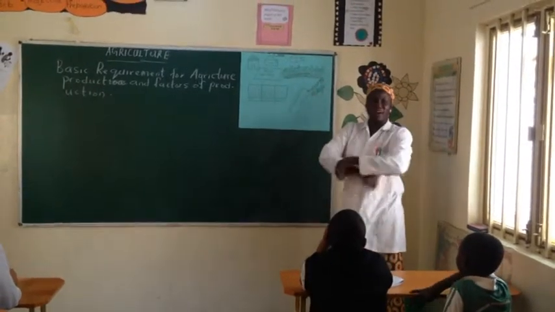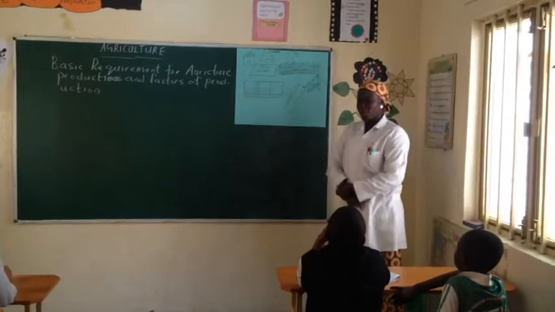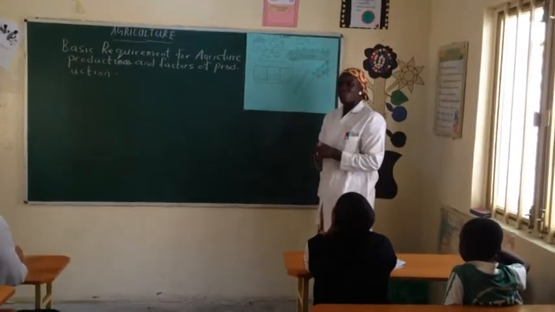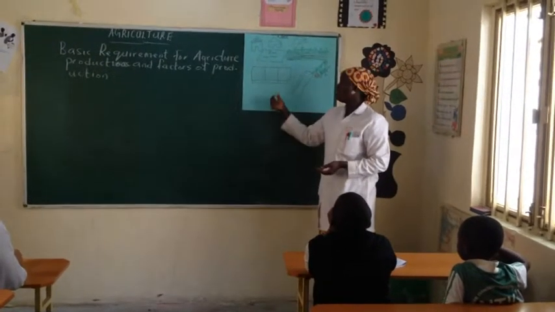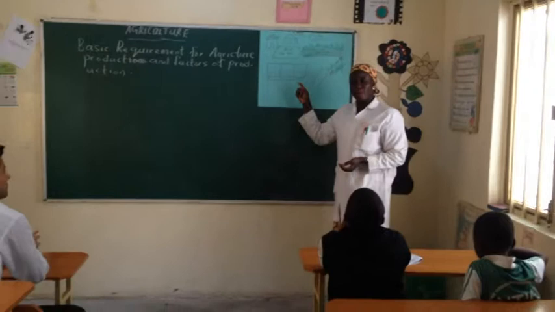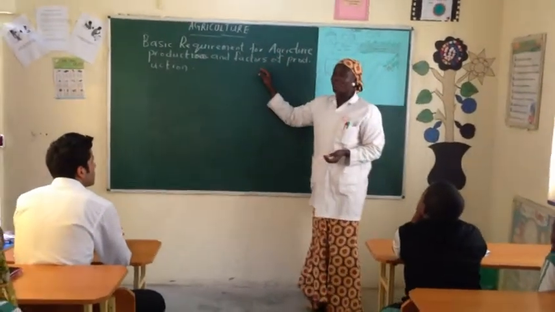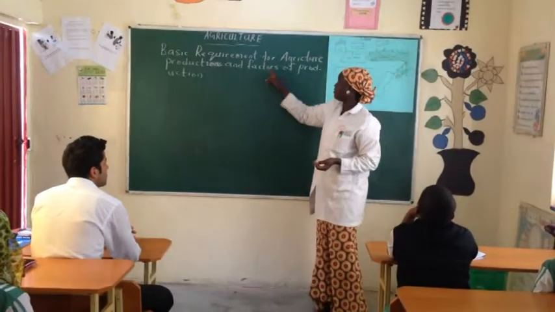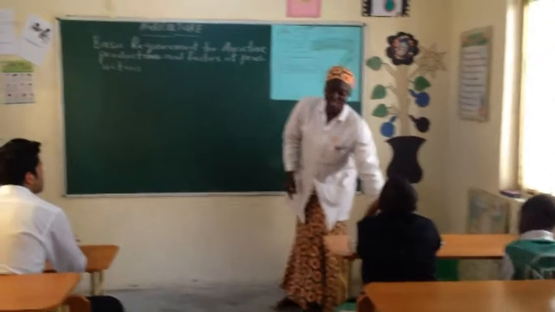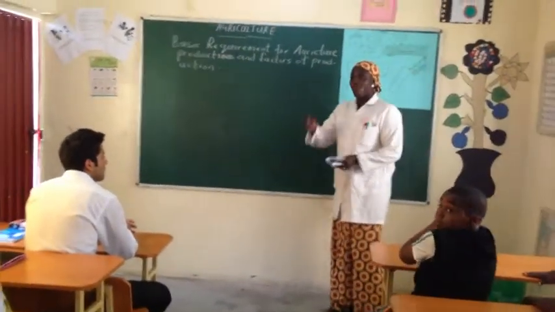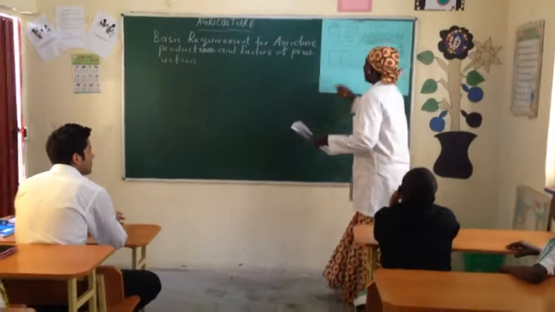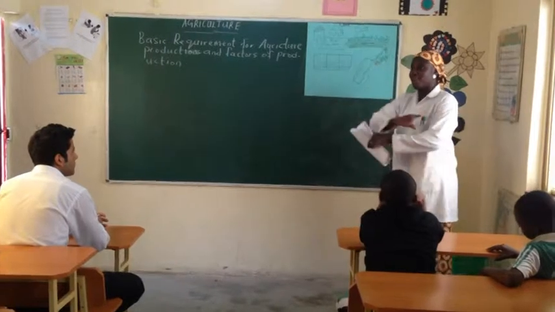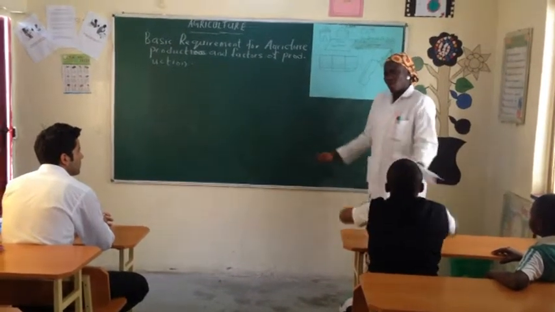Now look at this farm. I also want to own a farm. Then I call upon one of you and ask, can you please advise me on how to own a farm? What are the requirements of owning a farm? This topic now brings us to the basic requirements for agricultural production and factors of production. That is, what are the things one needs to have before you can have a very large farm, so that on this same land you have varieties of farm produce? What do you think I should have?